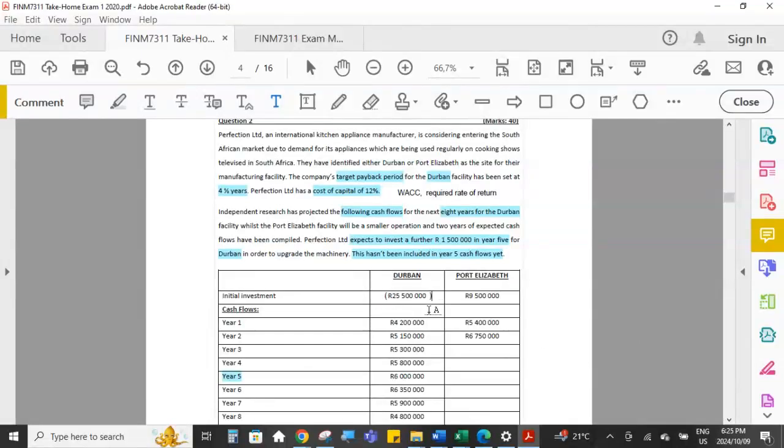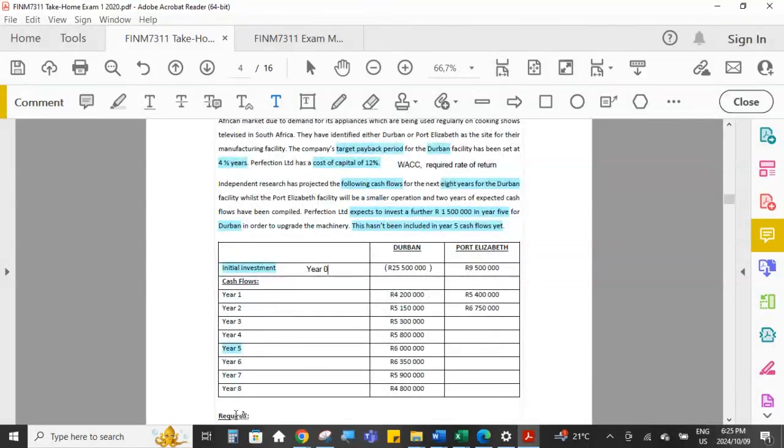Sometimes they do put brackets around it, or they put a minus in front of it. But you should understand, even if they don't do that in the question paper, that the initial investment, because they are calling it an investment, is the company's cash outflow. So we have to invest into the project 25.5 million rand at time 0, year 0. Okay, this over here would be year 0. Initial is always year 0 or time 0.